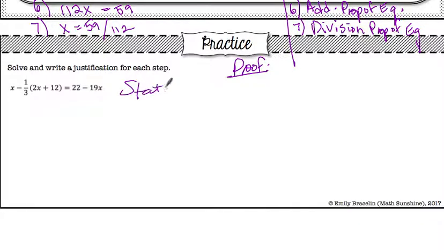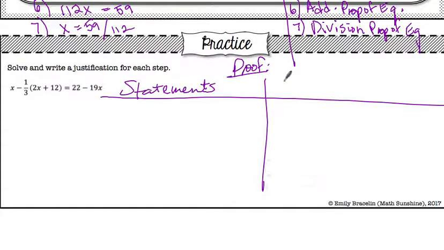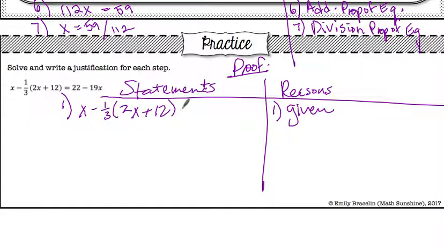Okay, we've got statements and we have reasons. And the first statement is always given to us and we write it down. X minus 1/3 times 2x plus 12 equals 22 minus 19x. So first, I think I would like to distribute. So I'm going to write down this is the distributive property of equality.